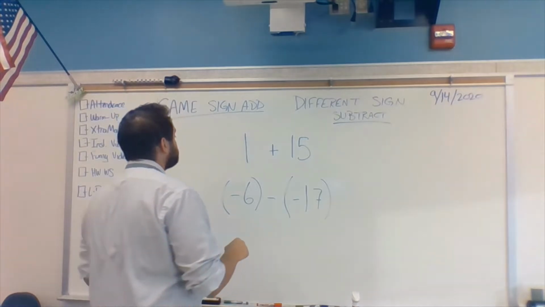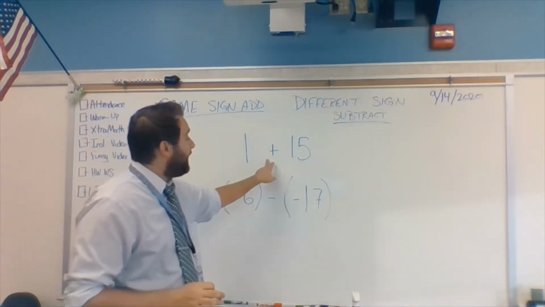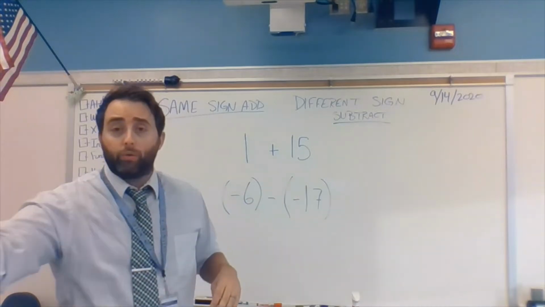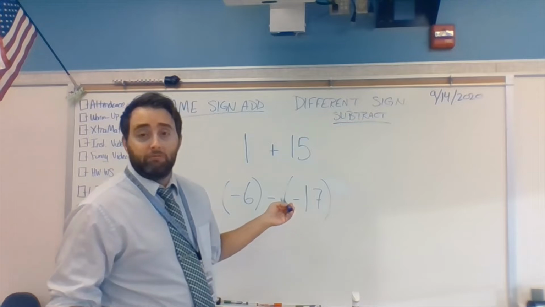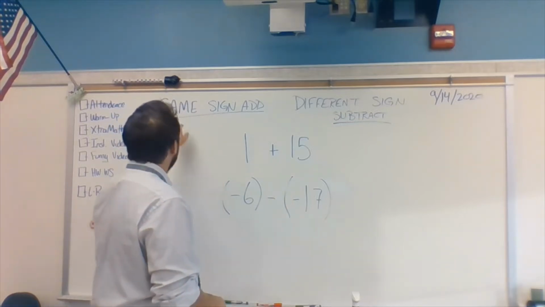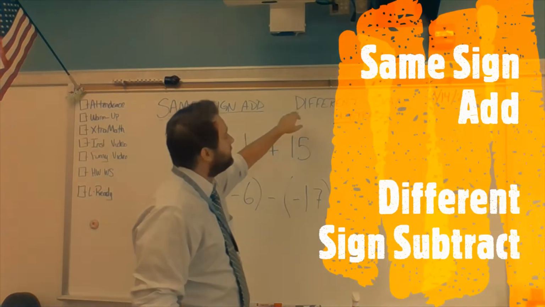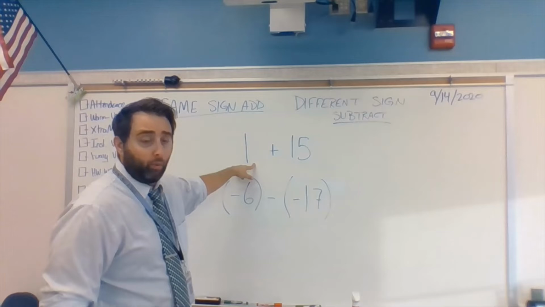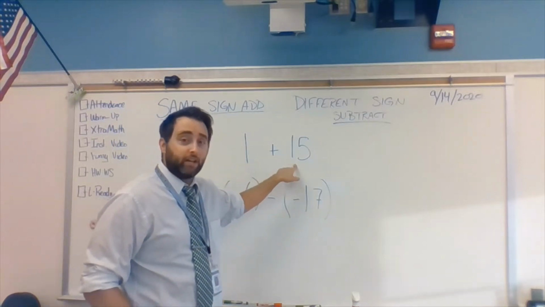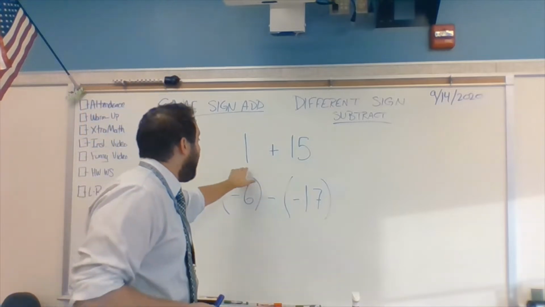Okay, so 1 plus 15. Do I need to change the operation? Is there a negative next to a subtraction? No. So, simply put, I don't need to change the operation. But let's look back at our little saying for today: same sign, add; different sign, subtract. This is a positive 1. This is a positive 15. So technically, those are the same sign, so you're just gonna end up adding.